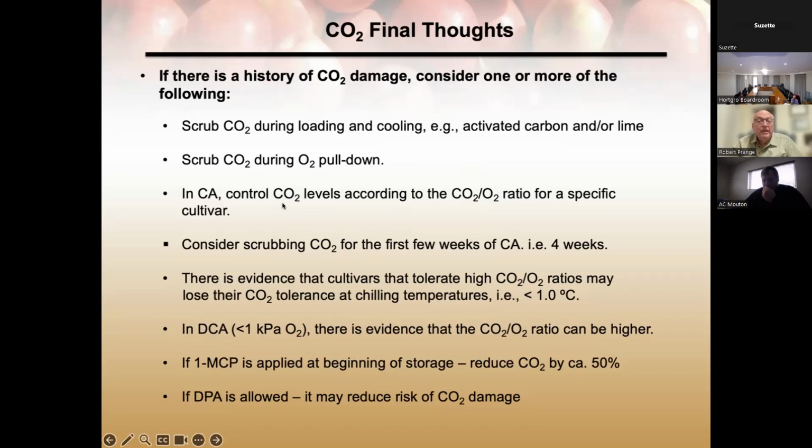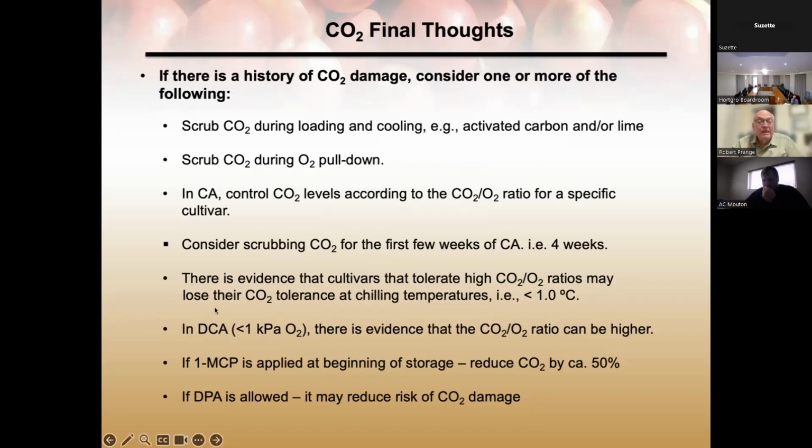Once you're in CA, control the CO2 levels according to the CO2 oxygen ratio for that variety. Consider scrubbing CO2 for the first few weeks. That is, I'm proposing 4 weeks. You guys can play with that. There is evidence that cultivars that tolerate this high CO2 as a ratio may actually lower their tolerance at chilling temperatures. That was the one I showed you with Gold Delicious.